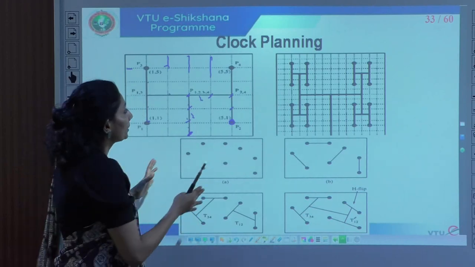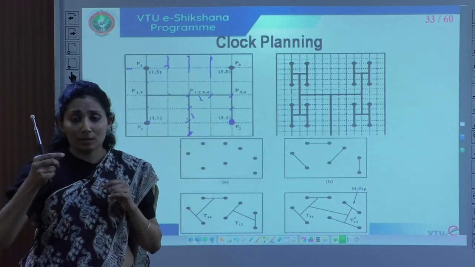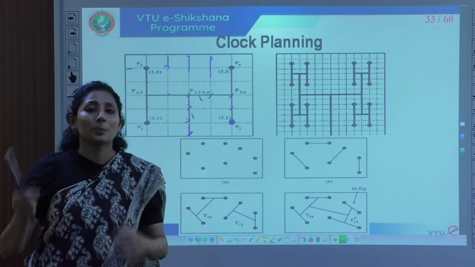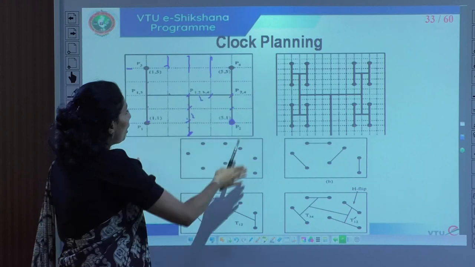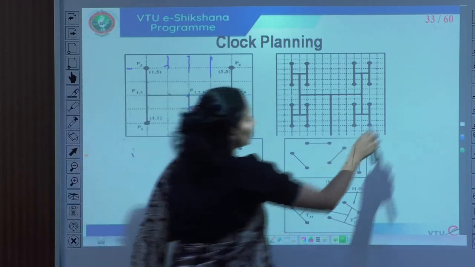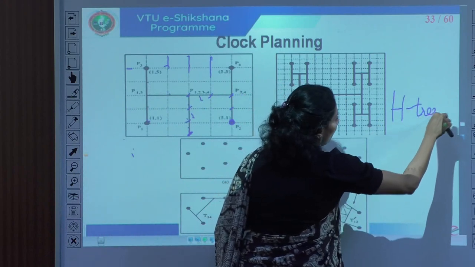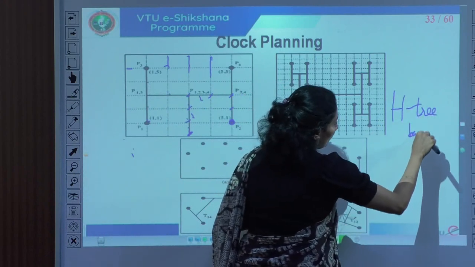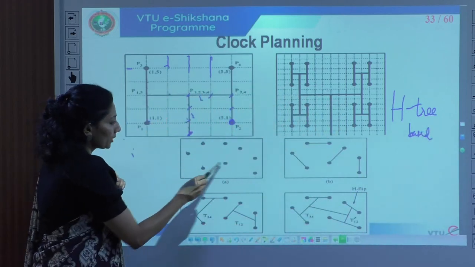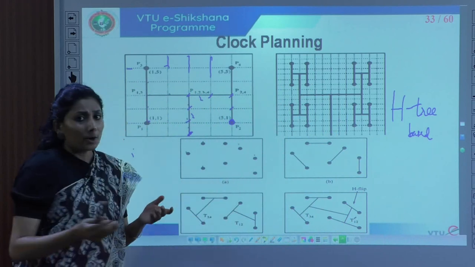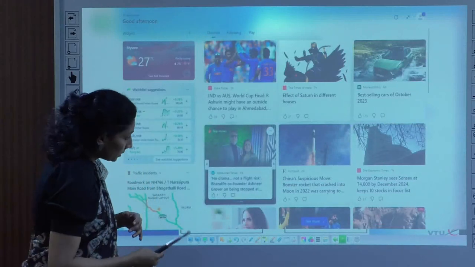This will happen only in cases where the tapping points are so symmetric that you can organize them so perfectly. This type of organization is called H-tree based clock routing. This is a topology. But clock tapping points could be like this also. Let us be more practical. It could be this also. It need not be symmetric, right? If they are not symmetric, we will find alternative methods.